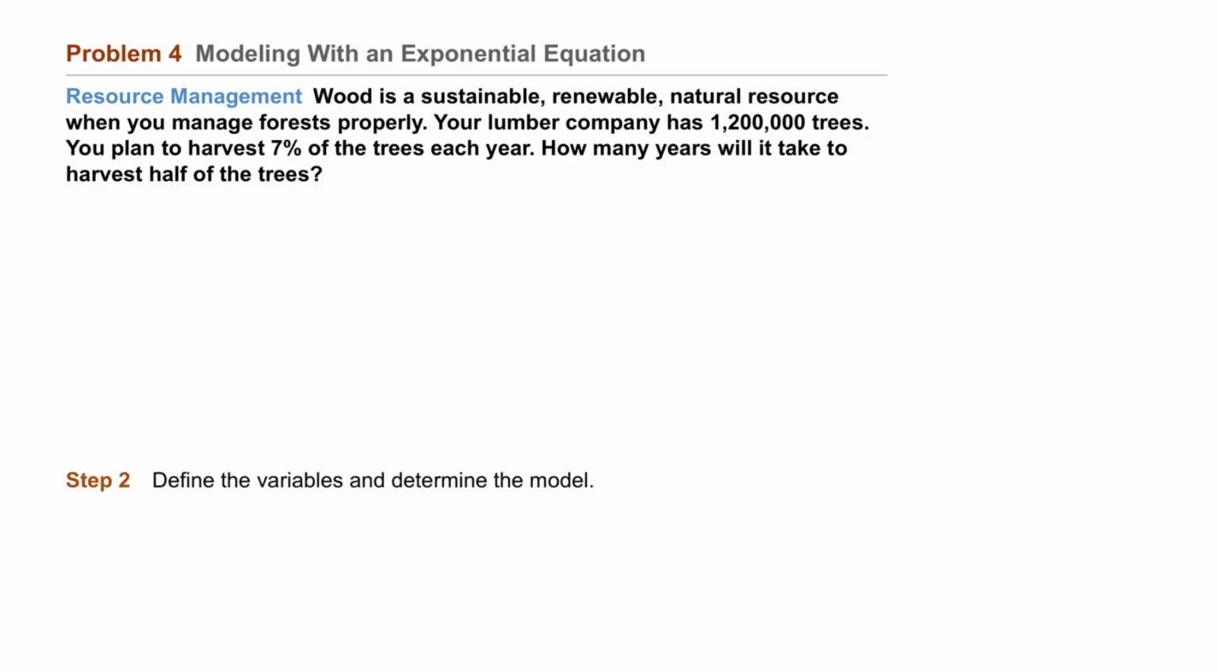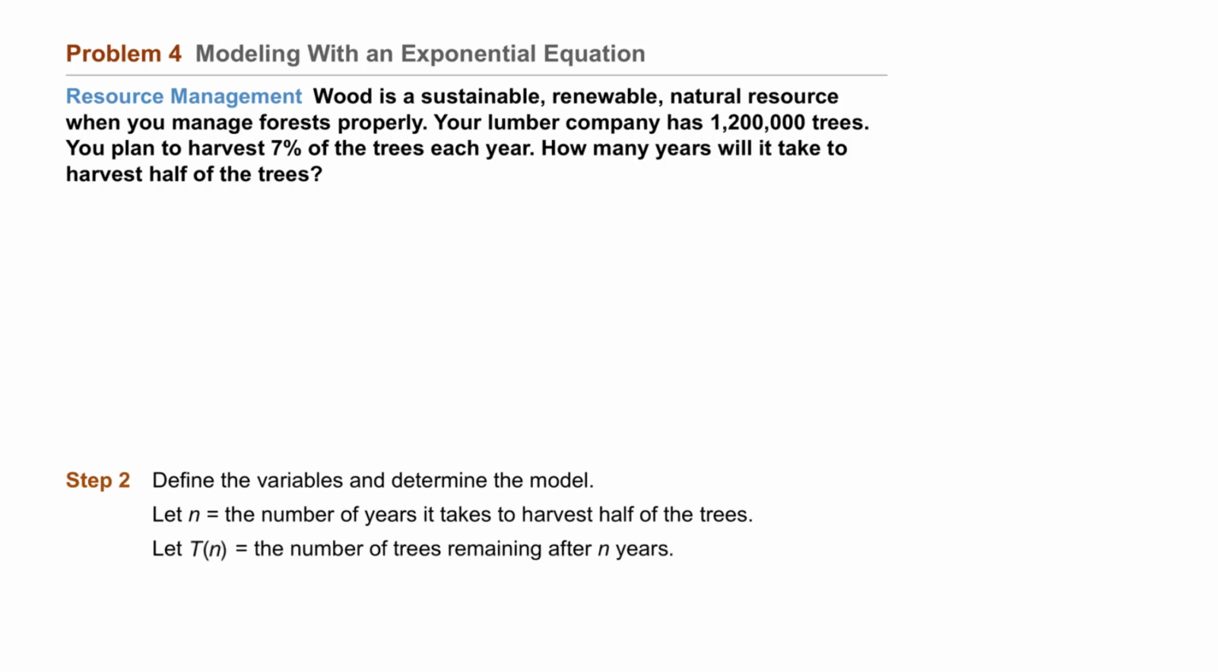Step 2. Define the variables and determine the model. We can let n equal the number of years it takes to harvest half of the trees, and the function t of n equal the number of trees remaining after n years. A reasonable model is t of n equals a times b to the nth power.